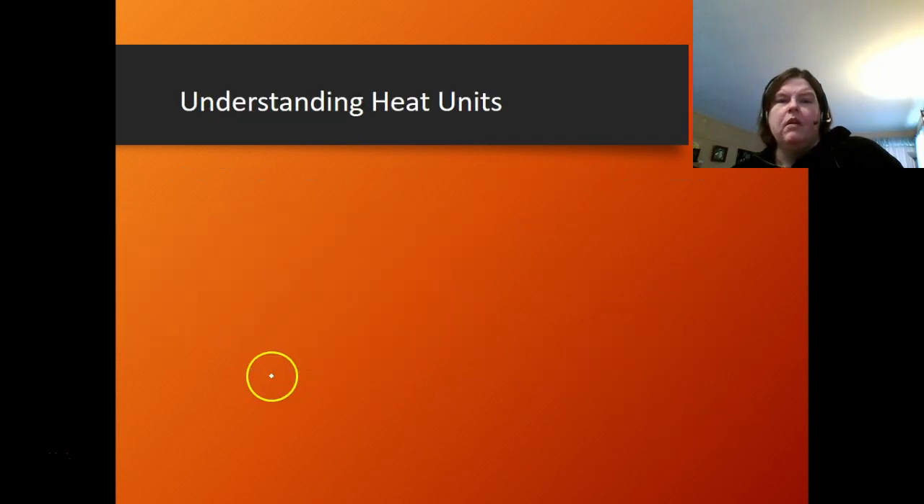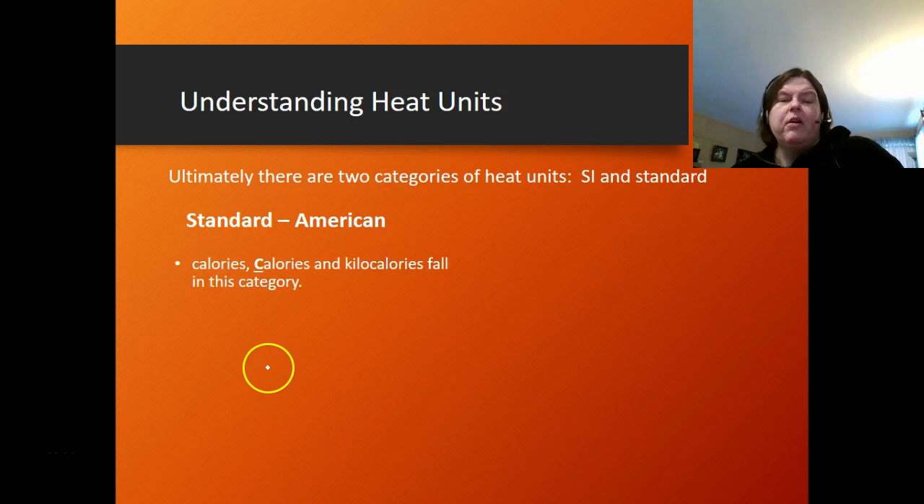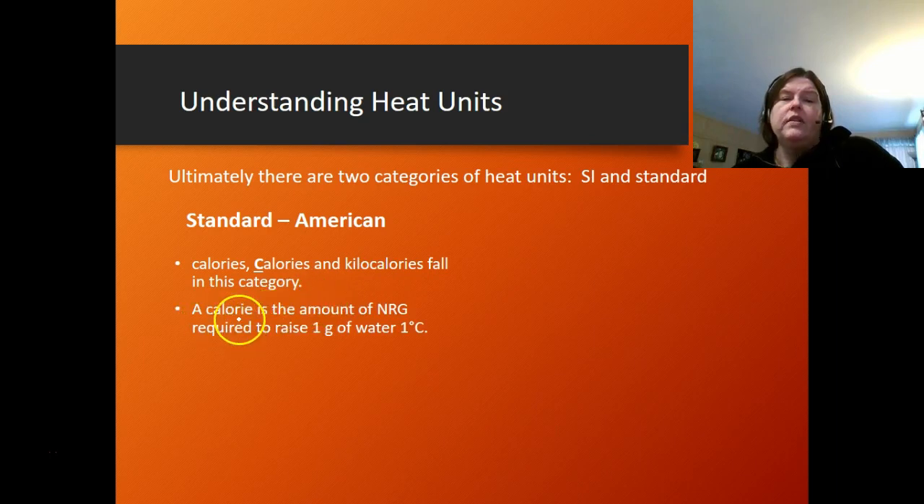Okay? So, standard, or the American system, is calories, little c calories. Now there's a really big difference. There's a little c calorie, there's a big C calorie, and there are kilocalories. Okay? A little c calorie is the amount of energy required to raise 1 gram of water 1 degree Celsius. It means 1 little c calorie. So that's the specific heat capacity of water in the standard system unit. That's going to come into play in just a few minutes. So 1 kilocalorie is equal to 1,000 little c calories.